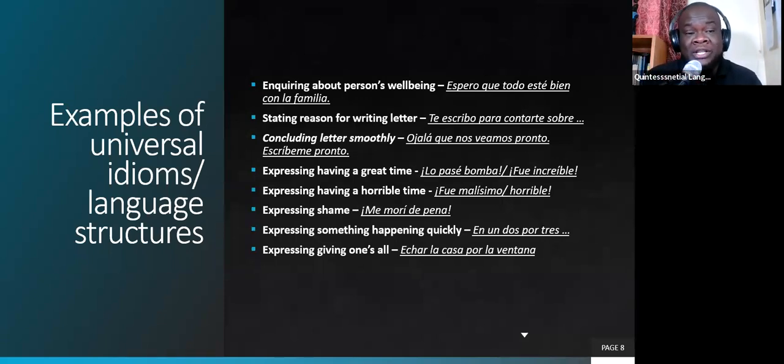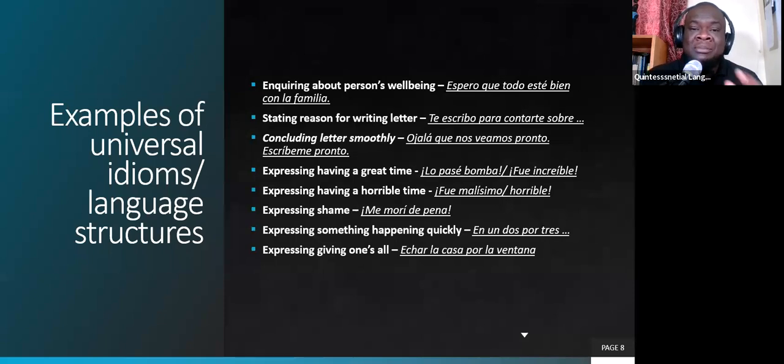Expressing that something happened quickly. Yo llegué al destino. Yo llegué a Cuba. Yo llegué a whatever country. I arrived at this country en un dos por tres. The storm ended quickly. La tormenta terminó en un dos por tres. The storm ended in a twinkling of an eye.